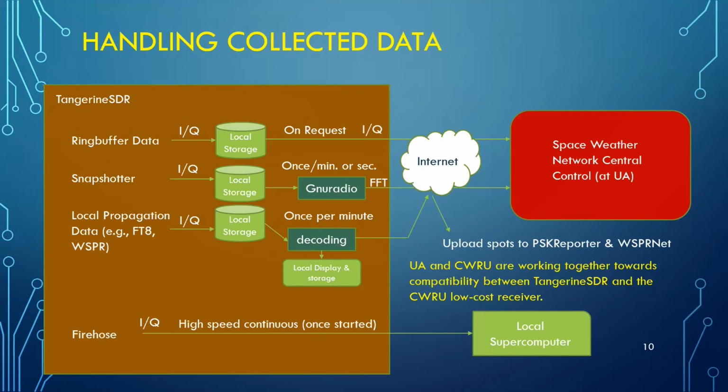So handling of collected data: it goes through local storage on request and gets uploaded. Snapshotter, local storage, it goes through GNU Radio, that's how we do the FFT, and then upload from there. Local propagation is decoded with local display and storage, and then spots are uploaded to PSK Reporter and WSPRnet. That doesn't go to the central data system. And then finally, Firehose just goes to a local supercomputer.